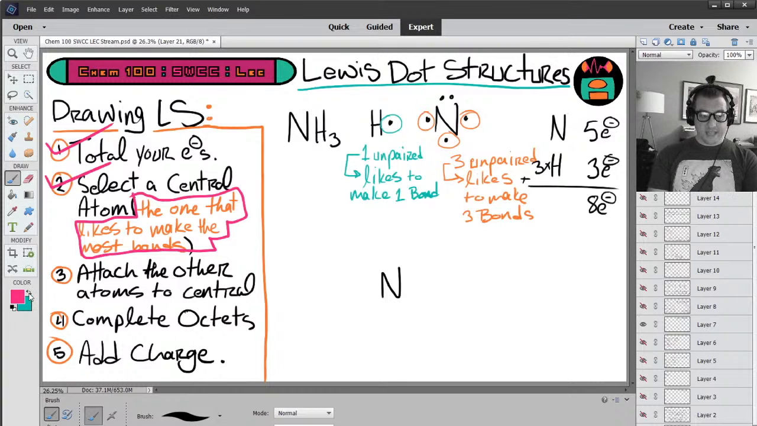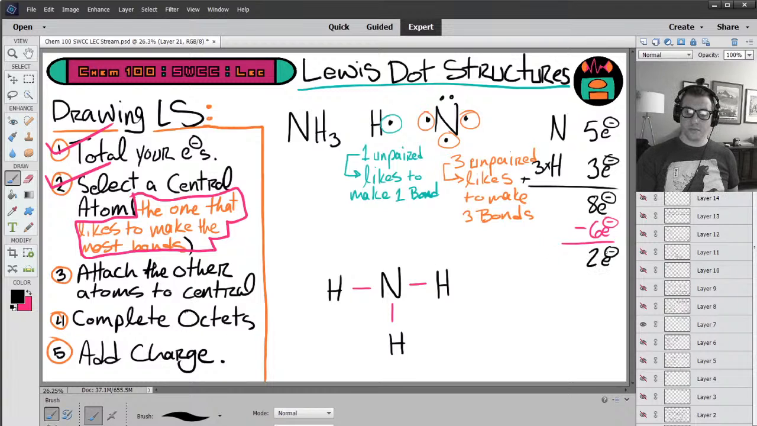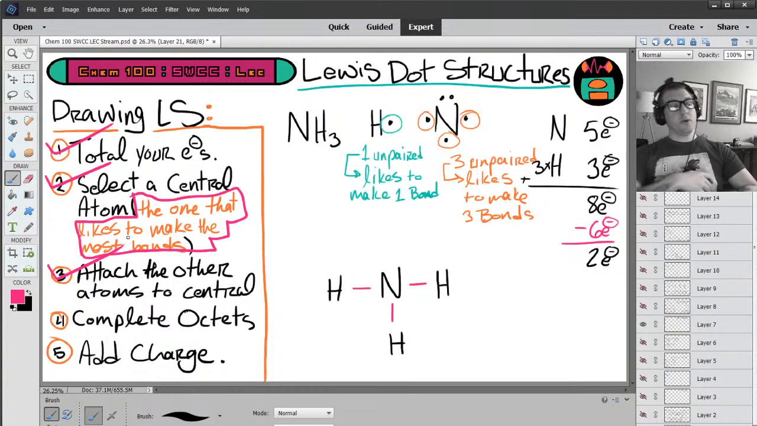Next, step number 3, we need to attach all other atoms to our central atom. Going to attach our 3 hydrogens. This is going to require us to make 3 bonds. And there are 2 electrons per bond, which means we're going to spend 6 electrons out of our budget, leaving us with 2. All right, now, step number 3 is in the can. We got to go to step 4.